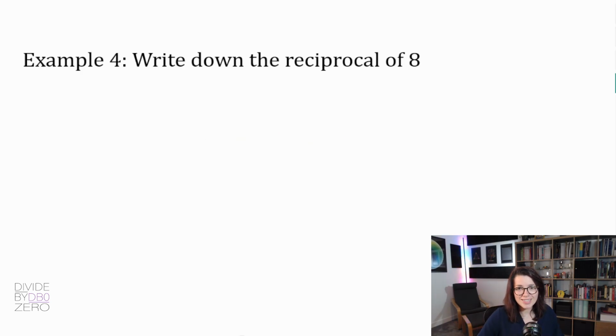Last example, write down the reciprocal of 8. So that word reciprocal, remember, means flipping the number upside down. So if we're starting with just 8 on its own, that's the same as 8 over 1. So to do the reciprocal, we just flip it upside down and it becomes 1 over 8. And that's the answer.